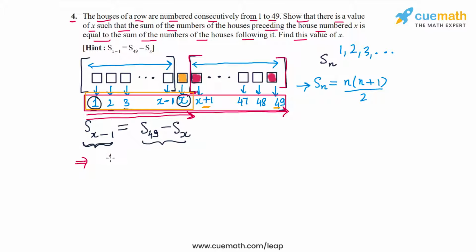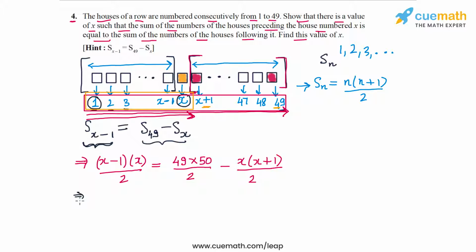So S of x minus 1 will be x minus 1 times x minus 1 plus 1, which is x, by 2, and this will be equal to S49 minus Sx. So S49 will be 49 into 50 by 2, minus Sx. Sx will be x into x plus 1 by 2. So this is the equation that we get in x.